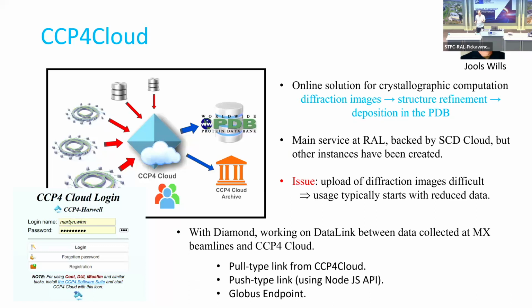So this is general technology which would allow anyone to work with imaging data on the cloud, but it is specifically aimed at Diamond and the MX beamlines, so that there will be a seamless transfer from data on the Diamond data stores up into CCP4 Cloud, where you can continue the processing.